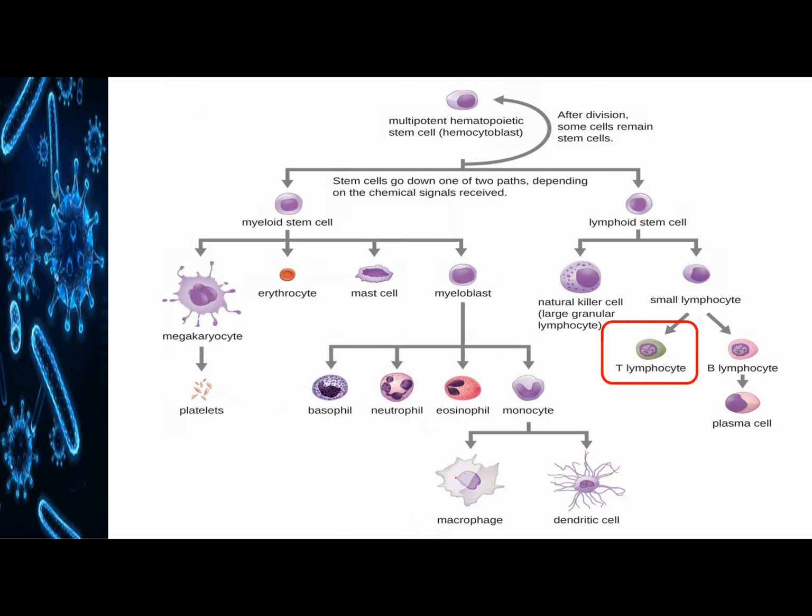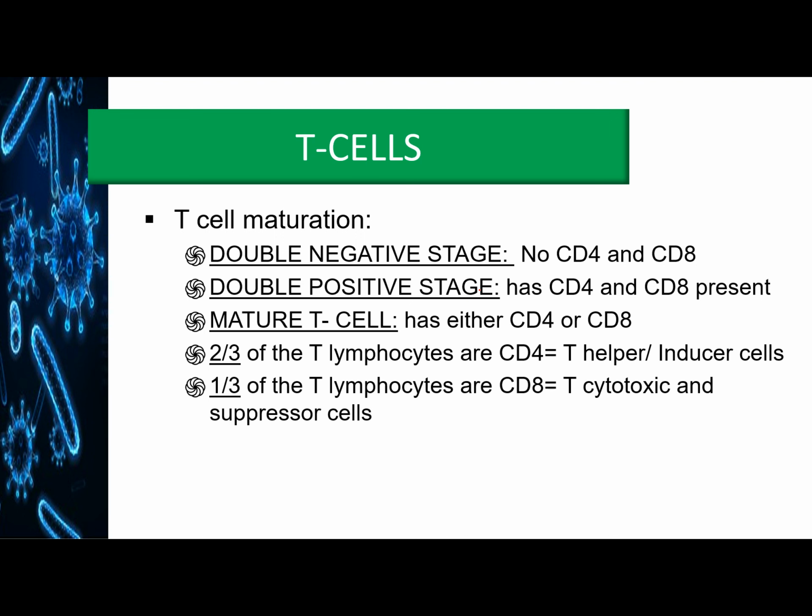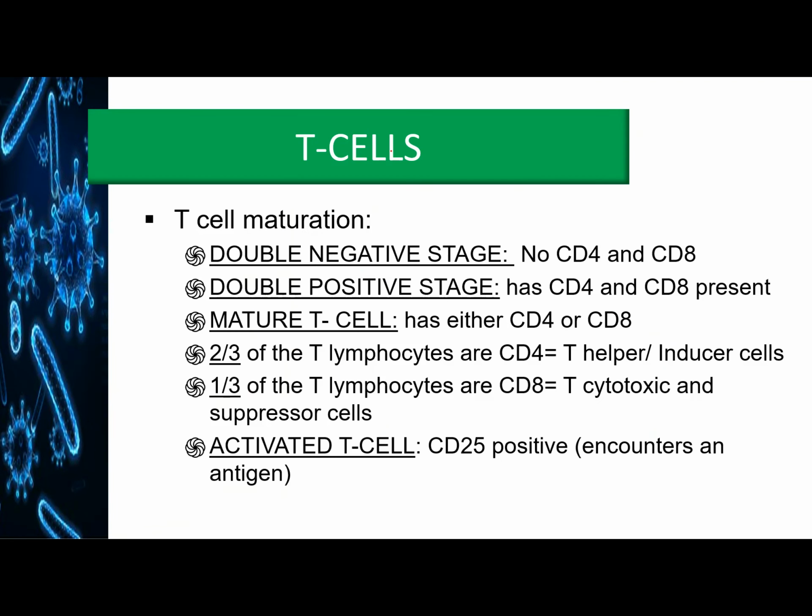I'll just skip this part, class, since aware naman na kayo dito. But sige. Ito yung lymphoid stem cell nyo, which would develop into an NK cell or your large granular lymphocyte or your small lymphocyte. Small lymphocyte would become a T cell or B cell, then B cell would become plasma cell. So, T cell maturation. Sa T cell maturation, class, iba-iba yung kanyang stages.